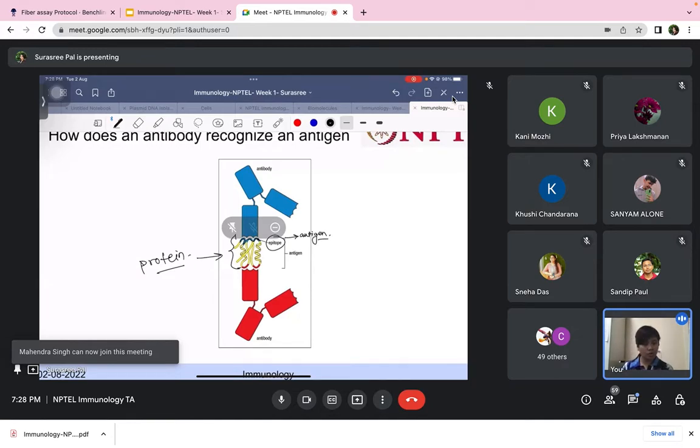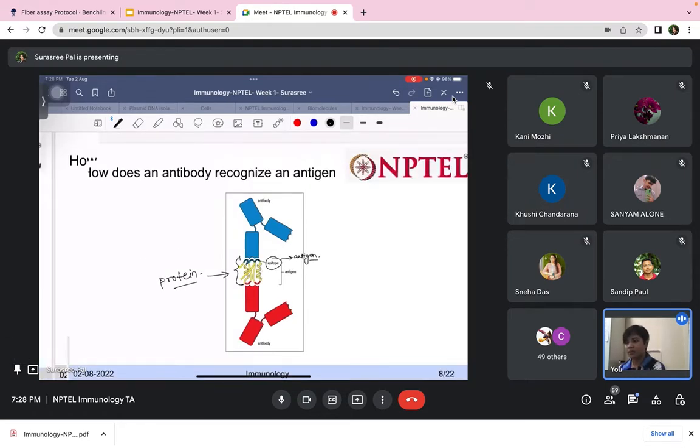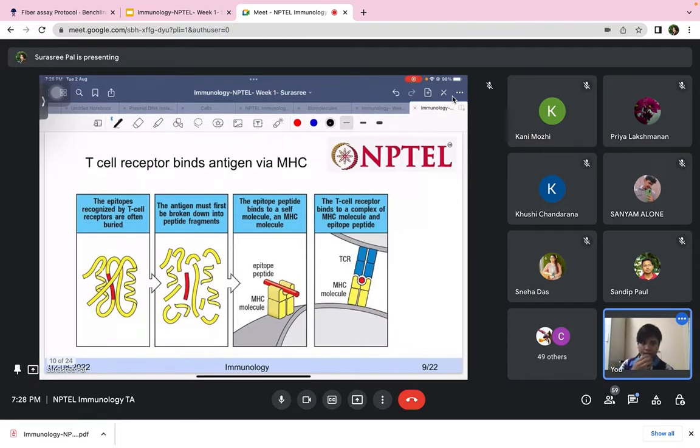And they do not also need any other molecule to recognize the antigen. So why am I saying any other molecule? Because we will see that in case of a T cell receptor, a T cell receptor binds to antigen via MHC molecule. MHC is what? MHC is major histocompatibility complex, right?